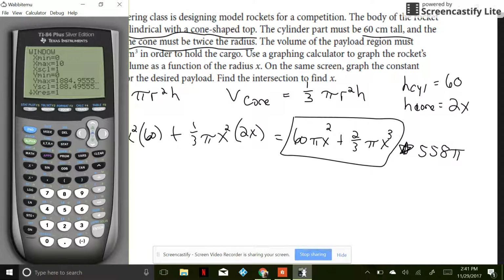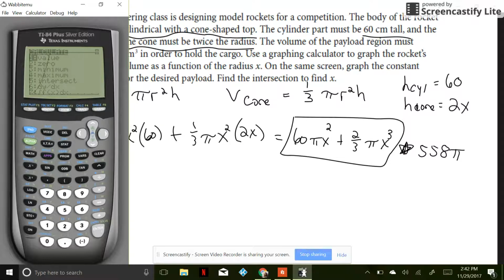Since x represents the radius, we know the radius has to be positive, so that's why I changed the x min to 0. And then the y max I set at 600 pi, and then the scale was at 60 pi because I know I've got a line at 558 pi. Just wanted to make sure I can see the top of my graph. And there we go. We can see that they're intersecting, so we have to figure out where that point is.